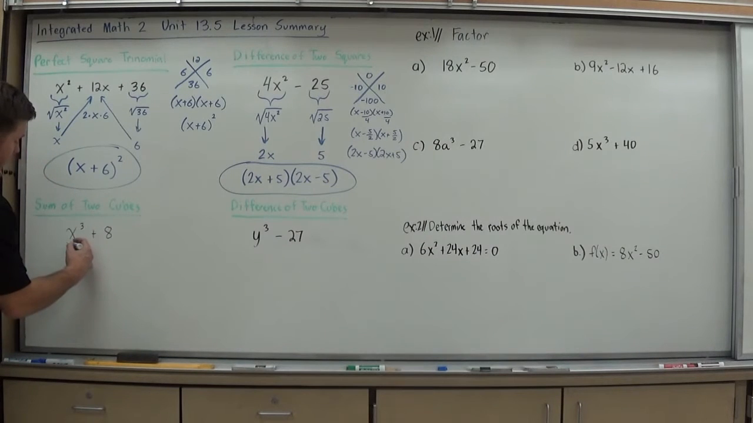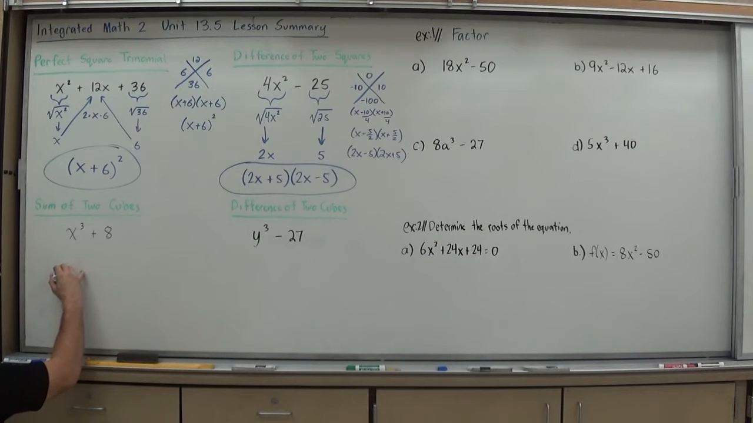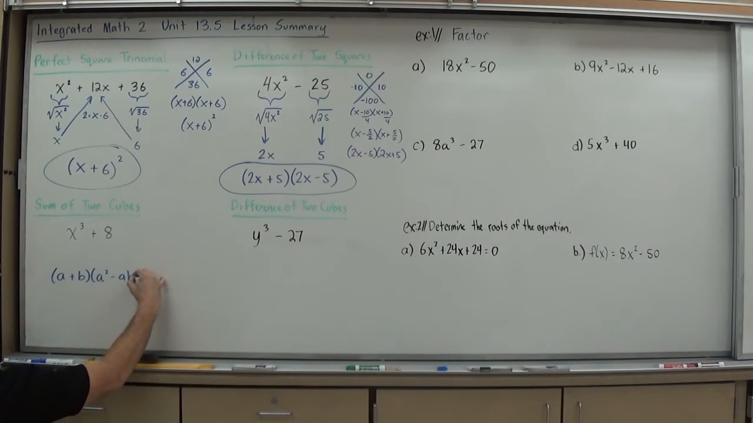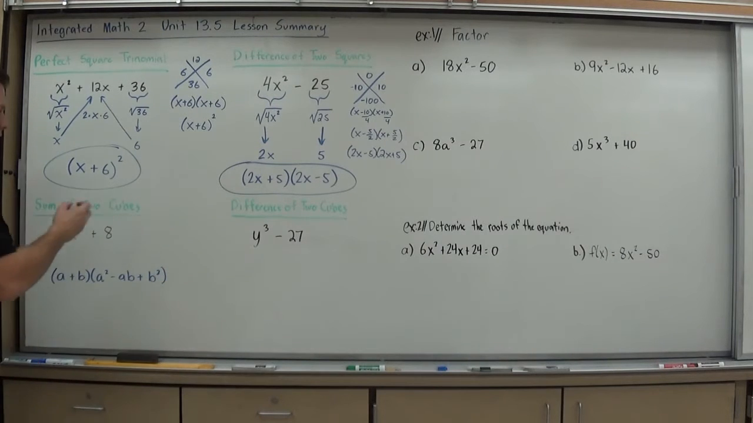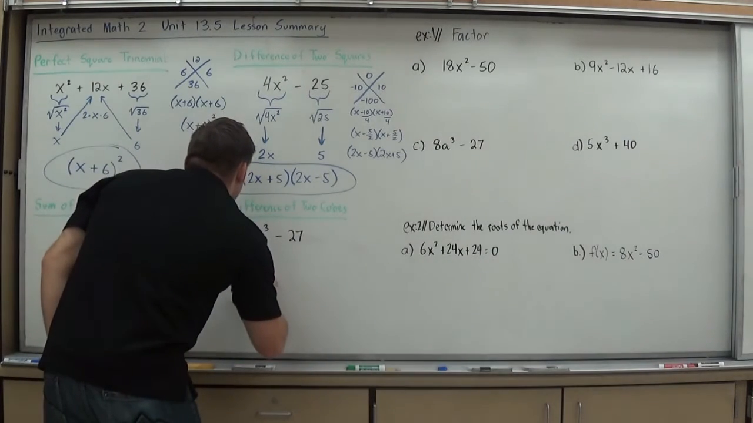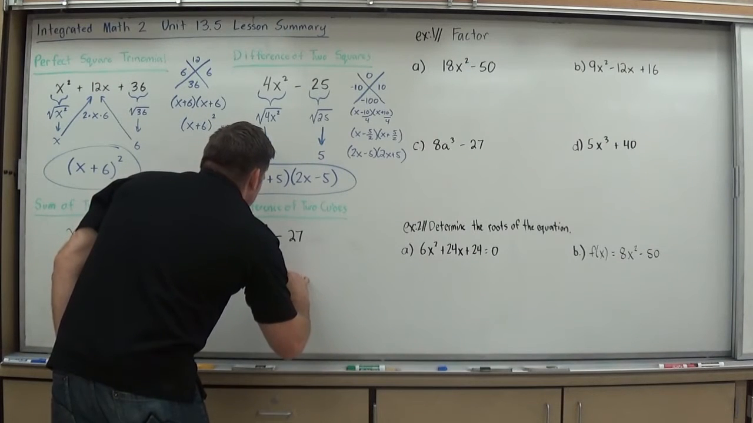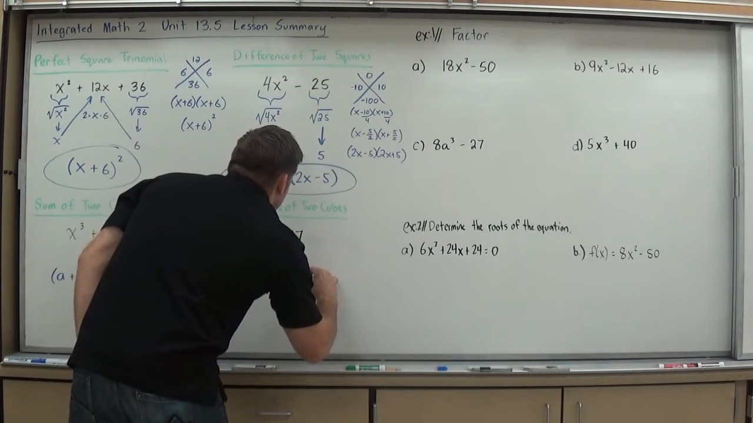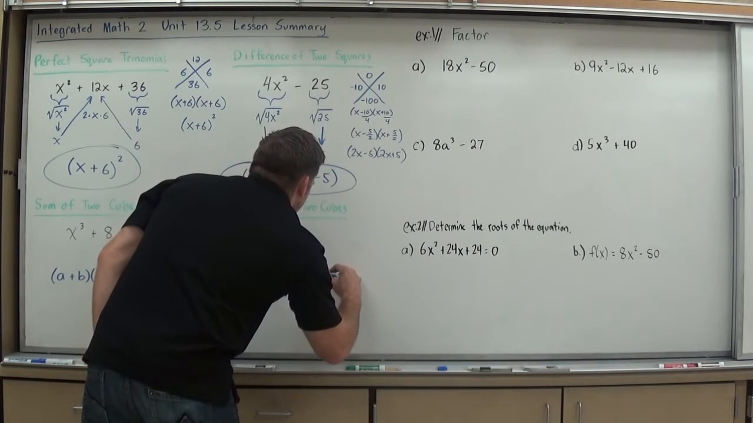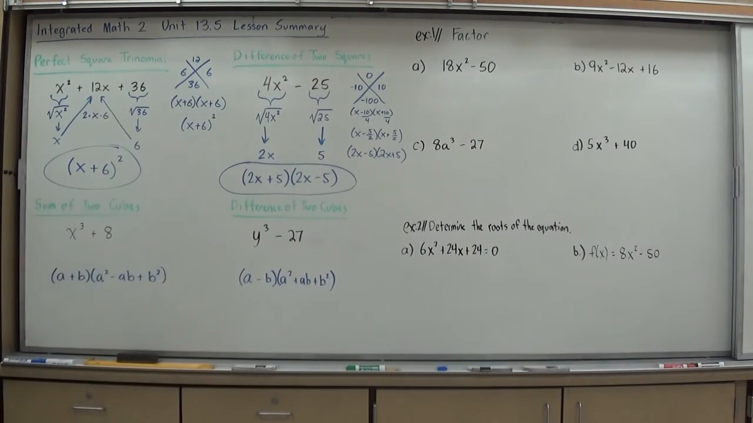So what's the pattern here? Well, this I just have to give you a formula for. The formula is to actually take the cube root of these and do a plus b times a squared minus the two terms multiplied together plus b squared. When it's subtraction, that formula changes slightly. It becomes a minus b times a squared plus ab plus b squared. Okay? And before I give you some clues on how to memorize this a little easier, let me talk about what a and b are.